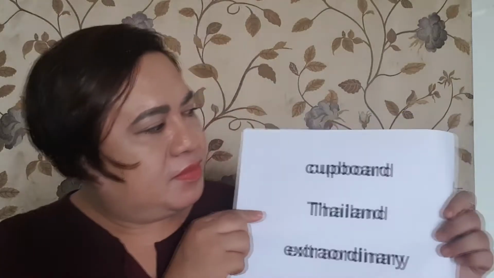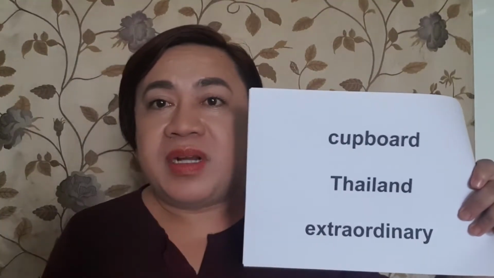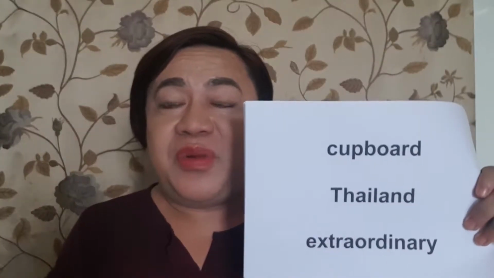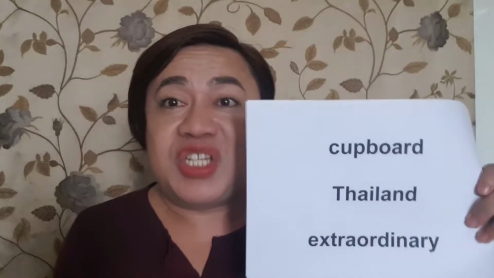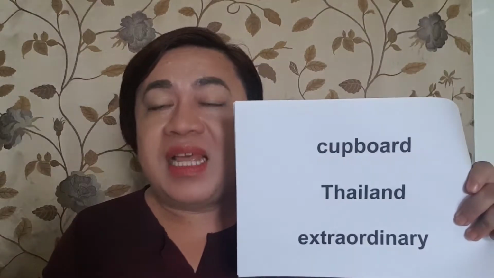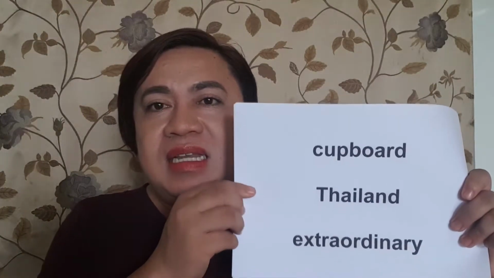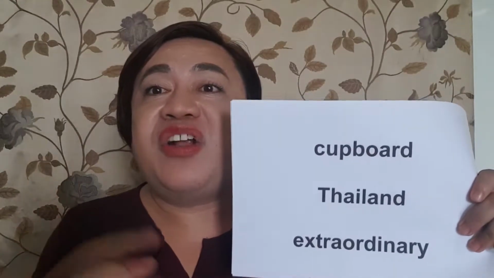Then, cupboard, silent letter P. It's like a cabinet or a closet where you place some stuff that you use in the kitchen. So you want to keep it there if you don't use it yet. Okay. Next is Thailand, silent letter H.